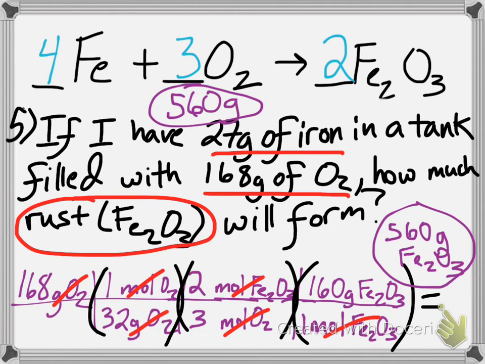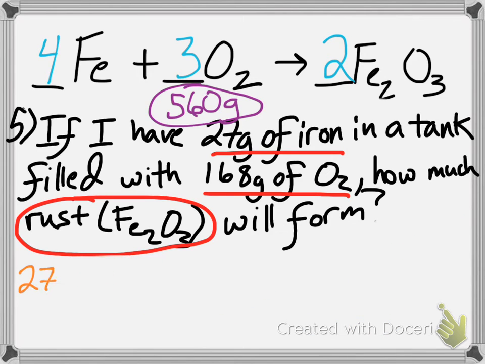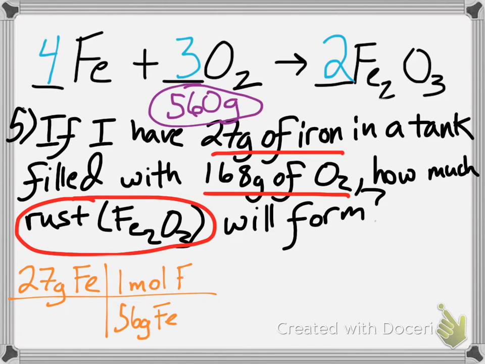My second setup will be with that 27 grams of iron. And same thing, get rid of the grams of iron with the molar mass of iron, to 1 mole of iron. So now I'm to moles of iron. I'm like, I don't want moles of iron.